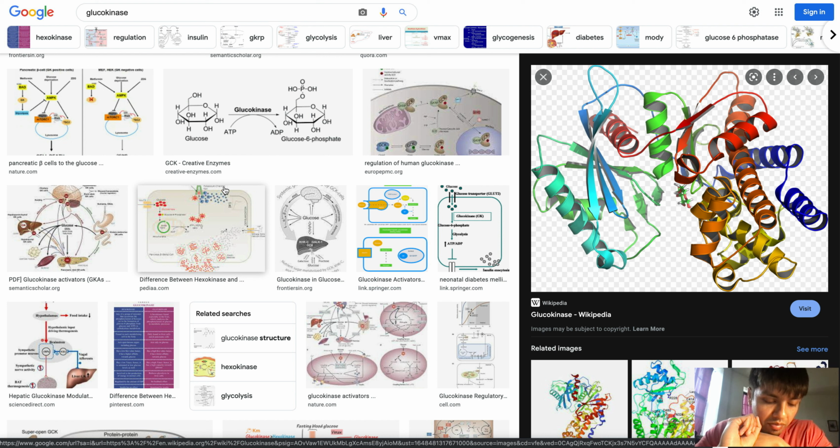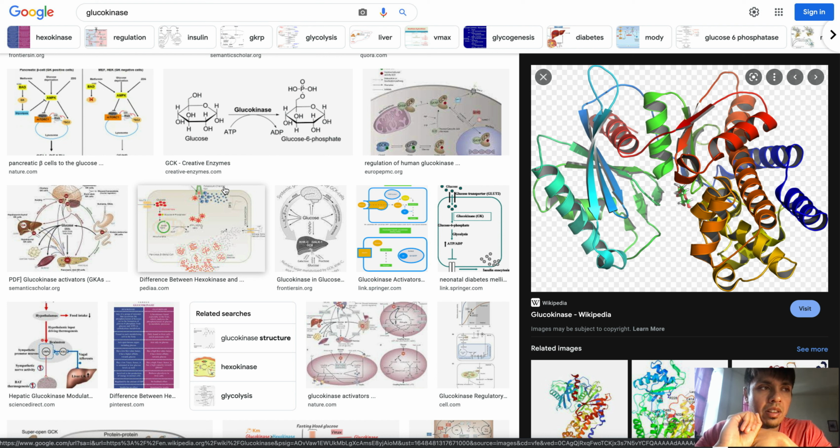So, glucokinase, what is the difference? Why does your liver have glucokinase? Well, that's important because you have to recall the function of the liver. The function of the liver is to regulate blood glucose levels, okay?